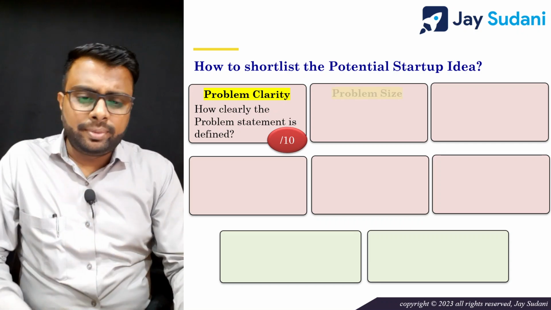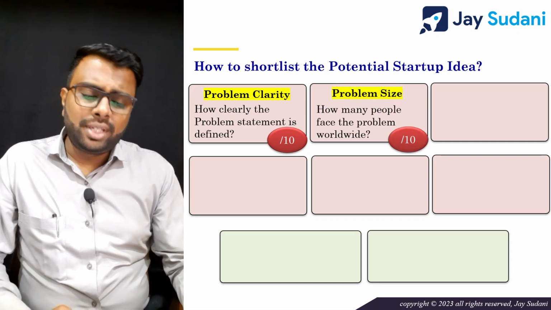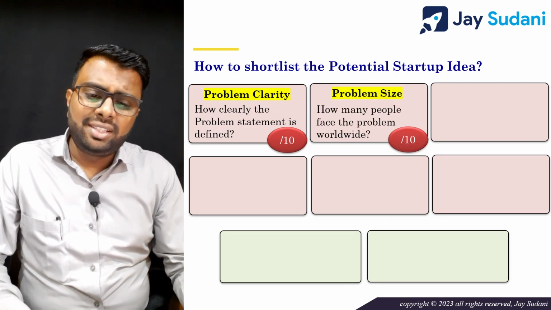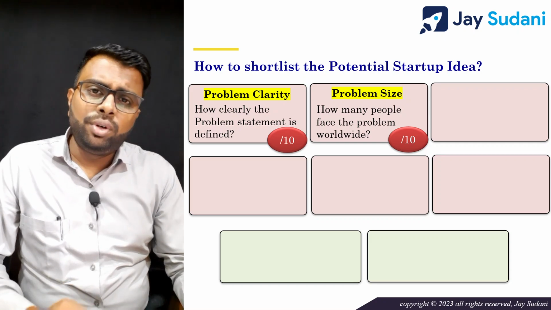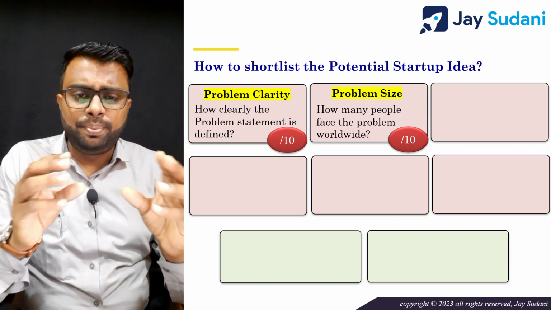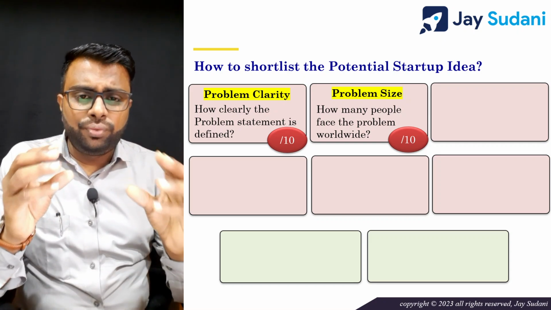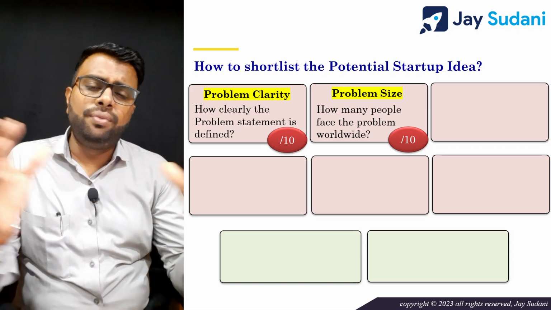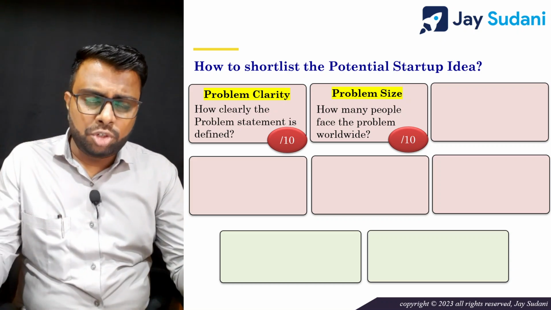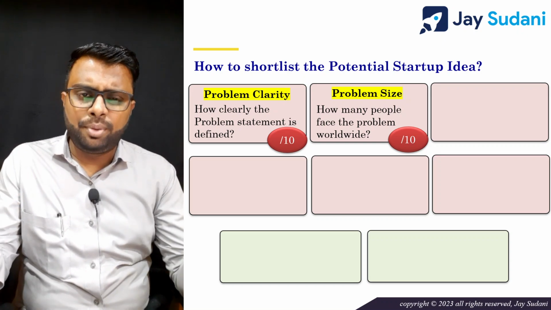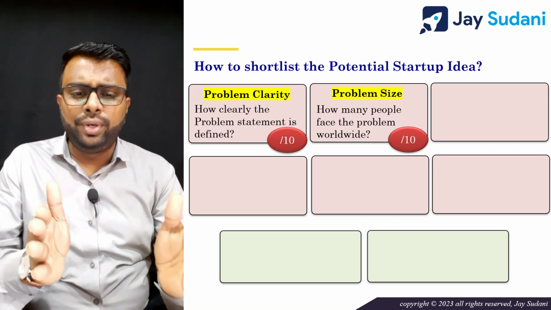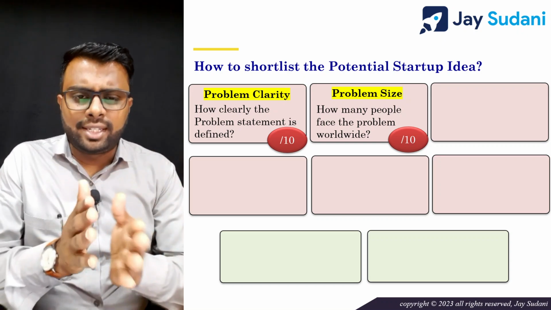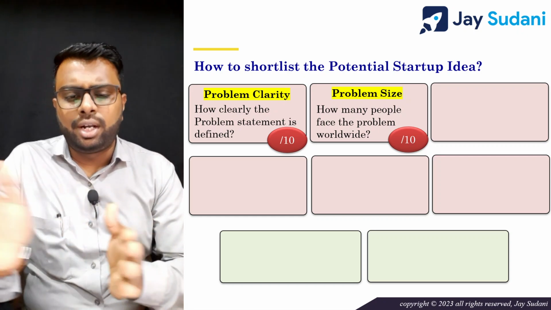What is the second parameter? Problem size. How many people face the problem worldwide? Try to understand, for the problem you have selected, how many people worldwide are facing it. If the problem size is big, which means more people are facing the problem, you should give 10 out of 10. If you feel a limited number of people is facing the problem, you should give slightly fewer points.